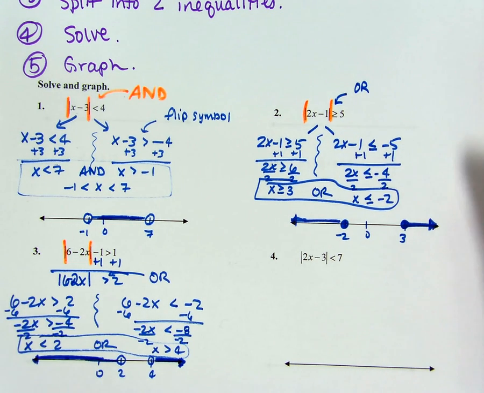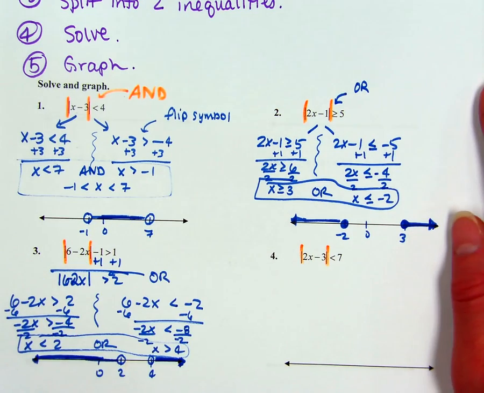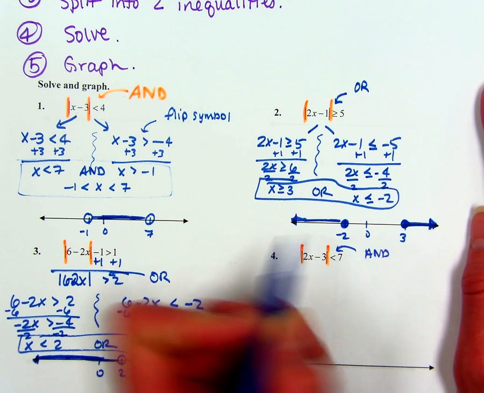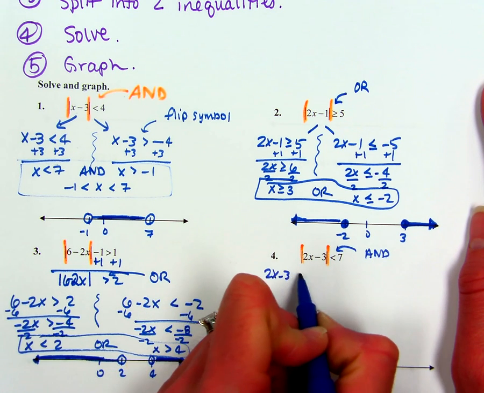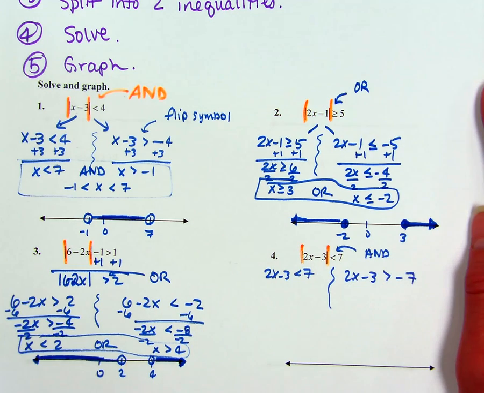All right, problem number 4. Absolute value is already isolated, so I can look at the symbol. This is less than, so that tells me it's going to be an "and." 2x minus 3 is less than 7. 2x minus 3 is greater than negative 7.